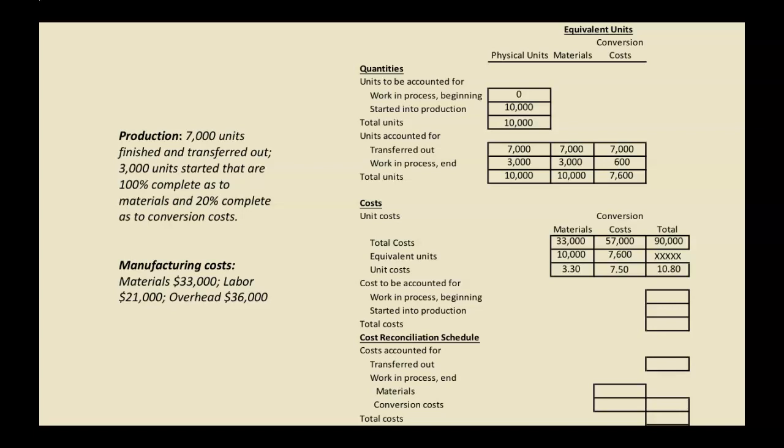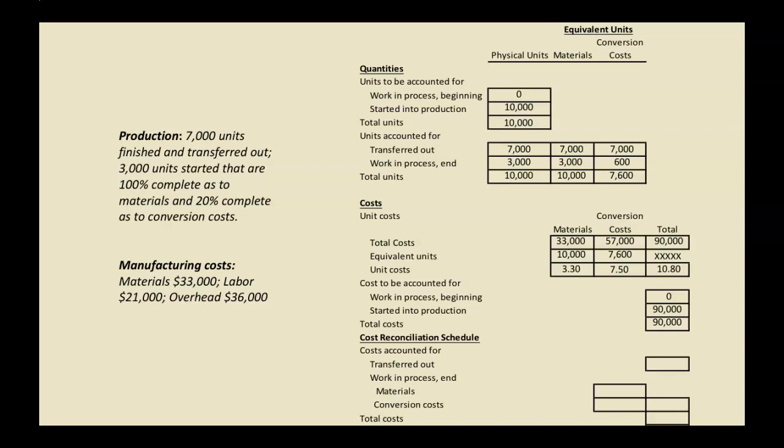Now we move down to the cost to be accounted for, and we see our beginning work in process again. Well, our beginning work in process didn't have anything in it, right? This is the first month of production for this department. So we didn't have any cost associated with our beginning work in process, which means that all $90,000 of these manufacturing costs happened this month. So we throw that 90,000 into started into production. 0 plus 90,000 gives us our total cost amount of 90,000.